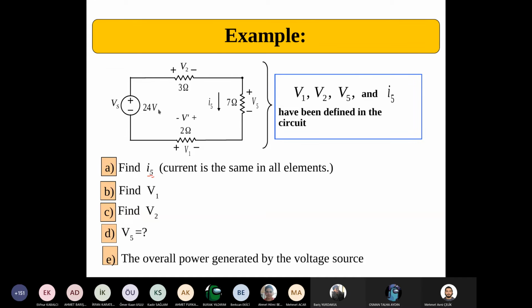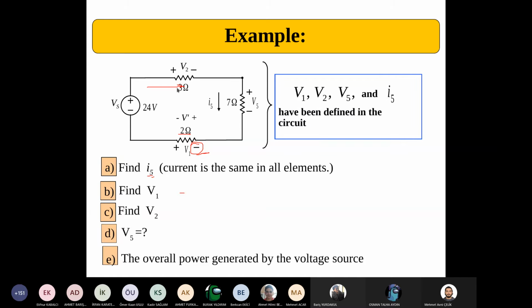First let's try to find I5. I5 is not that hard. I5 is the current passing through all components in here like this. So just divide the voltage by the summation of these resistances. V1 then can be calculated just by multiplying that current with 2, but don't forget the polarity of it. It will be minus whatever the current is calculated times the resistance.